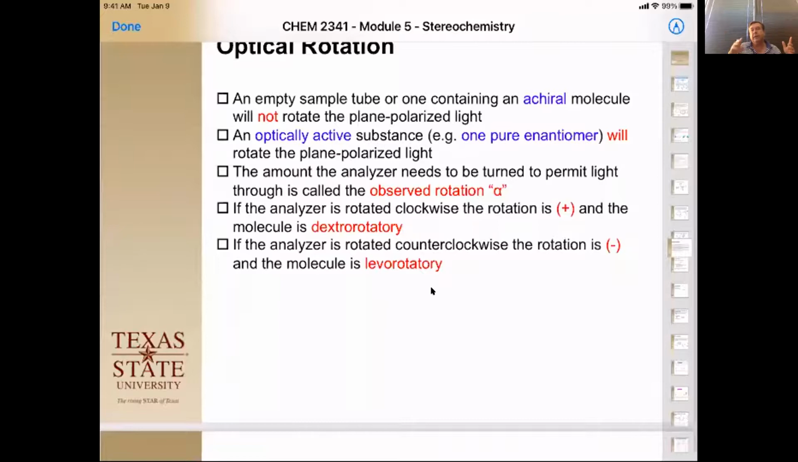So Dr. Irvin, if S is counterclockwise, do all S rotate it negative? No, it's completely different. It's an actual measured rotation versus a theoretical assignment.